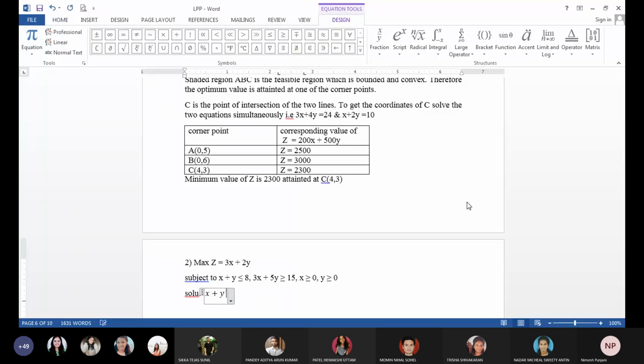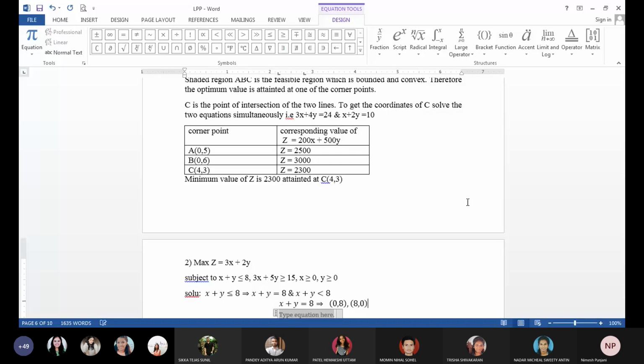So x plus y less than or equal to 8. This implies x plus y is equal to 8 and x plus y is less than 8. So x plus y equals 8. Tell me, this line will pass through which 2 points? 0, 8 and 8, 0.